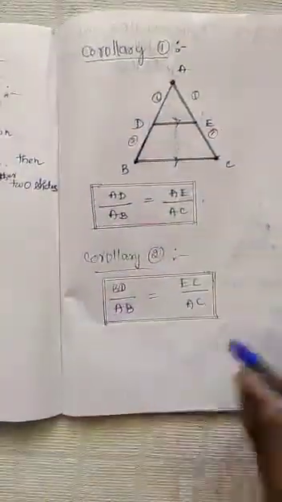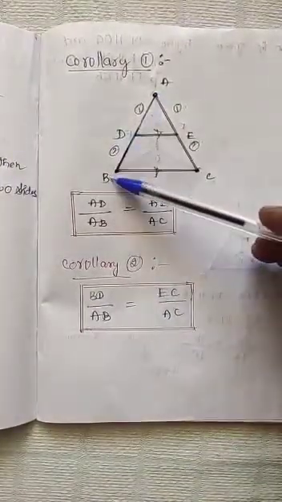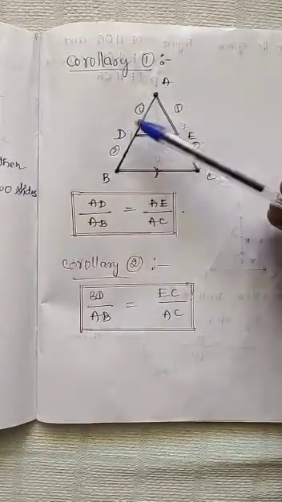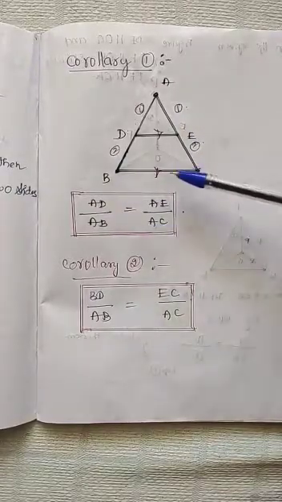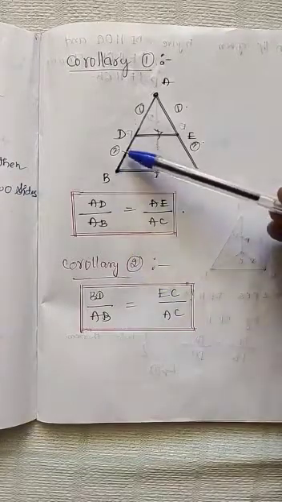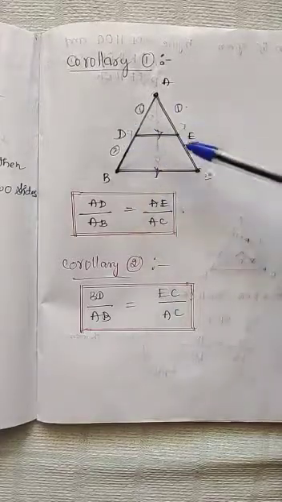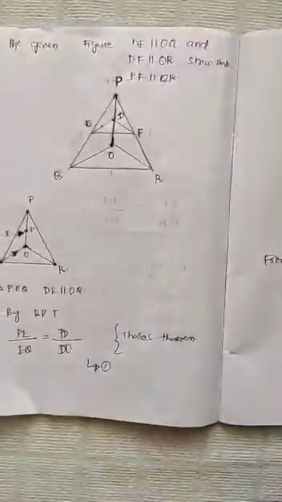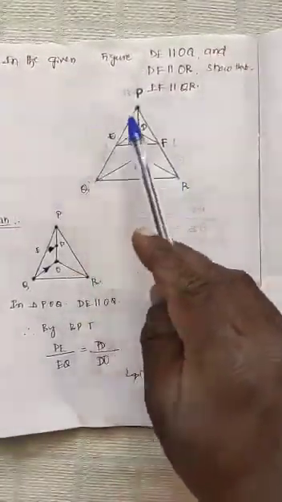So by corollary 1, see here, AD by AB is equal to AE by AC, right? This is corollary 1. And then corollary 2, that is BD by AB is equal to EC by AC, right? That is corollary 2.